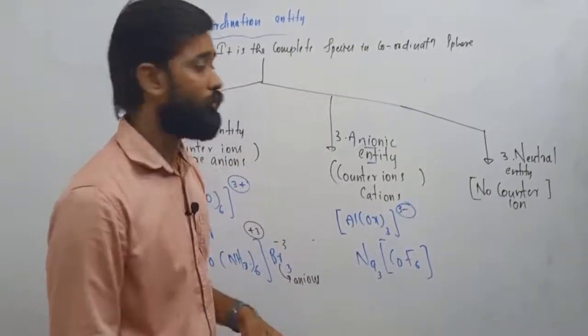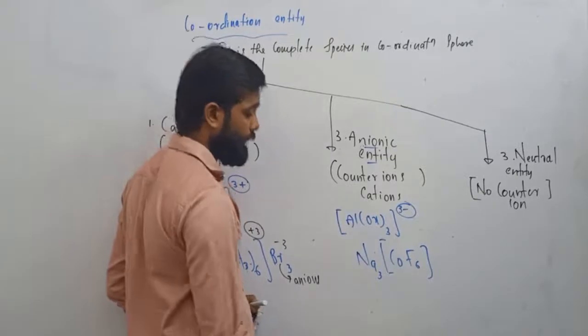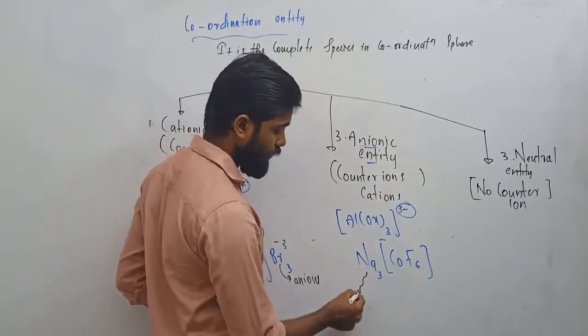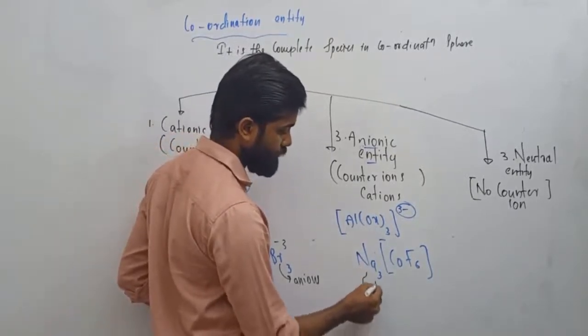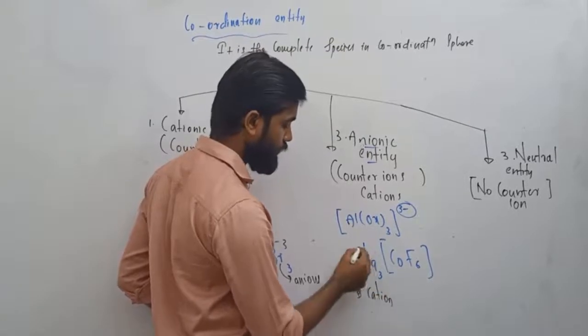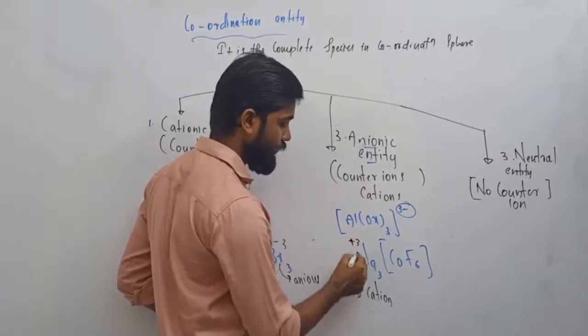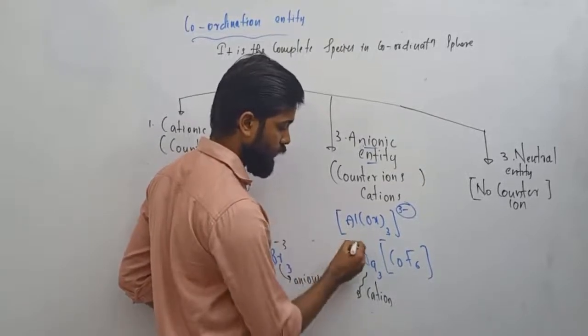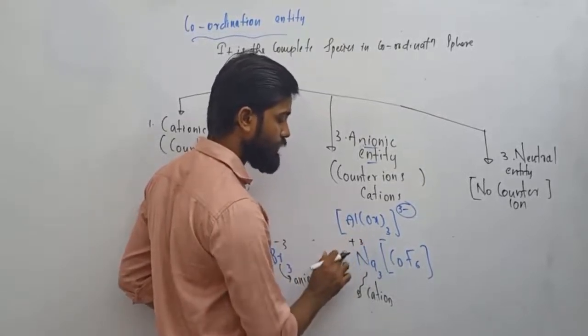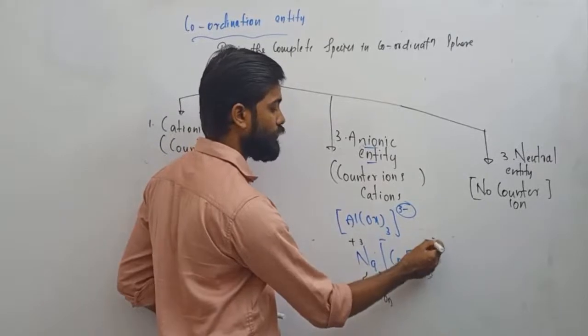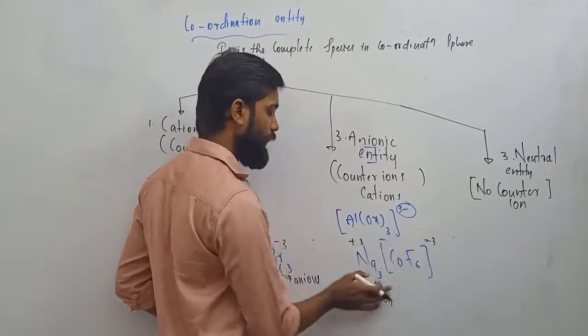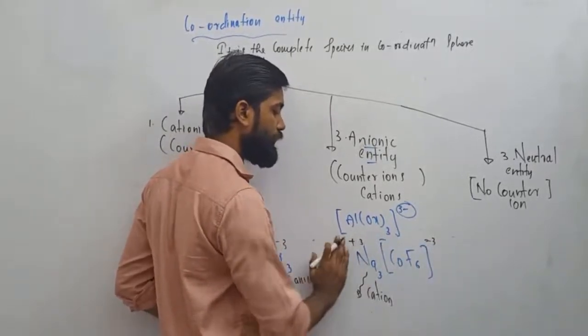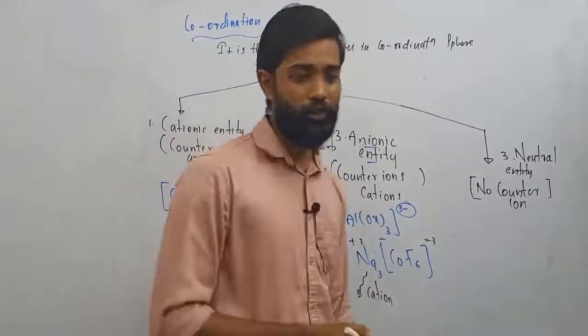What about this case? Here there is no charge on your entity. This is a neutral-looking one, but the counterion is sodium. The counterion is a cation. If your counterion is a cation, then the charge is +3, so your entity has a charge of -3. So if your counterion part has a positive charge, then your entity part has a negative charge.